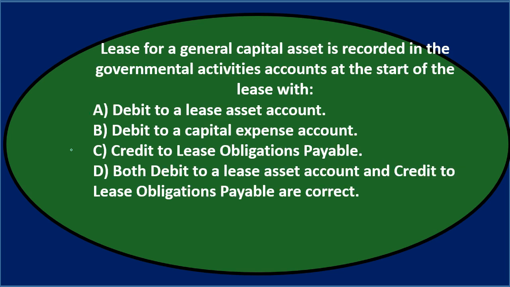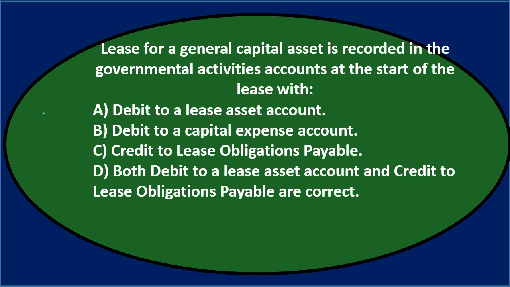Next question. A lease for a general capital asset is recorded in the governmental activities account at the start of the lease with either A, debit to a lease asset account, B, debit to a capital expense account, C, credit to lease obligation payable, or D, both debit to a lease asset account and credit to lease obligation payable are correct. Let's go through this again using the process of elimination. So we have a lease for a general capital asset recorded in the governmental activities account at the start of the lease with what?